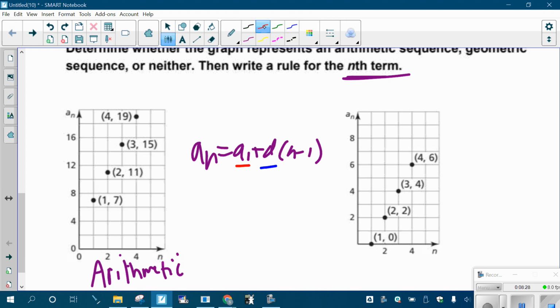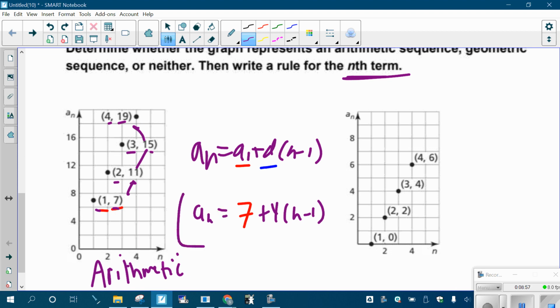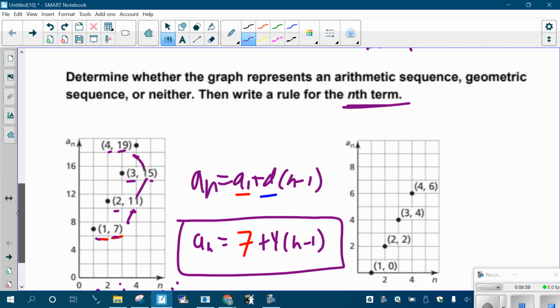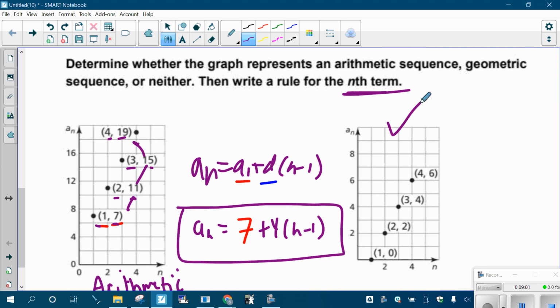Okay. Remember, this is telling you the first term is 7. Sweet. Now to figure out the common difference, I have to look at how far apart the terms are. First term is 7, second term is 11, third term is 15, fourth term is 19. How far apart are the terms? They're 4 apart. So the common difference is 4. Boom. I got my formula. Why don't you go ahead and pause and you try the second one here.